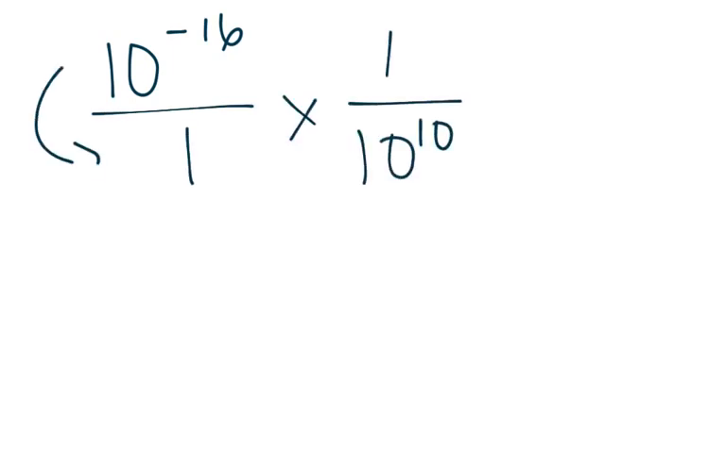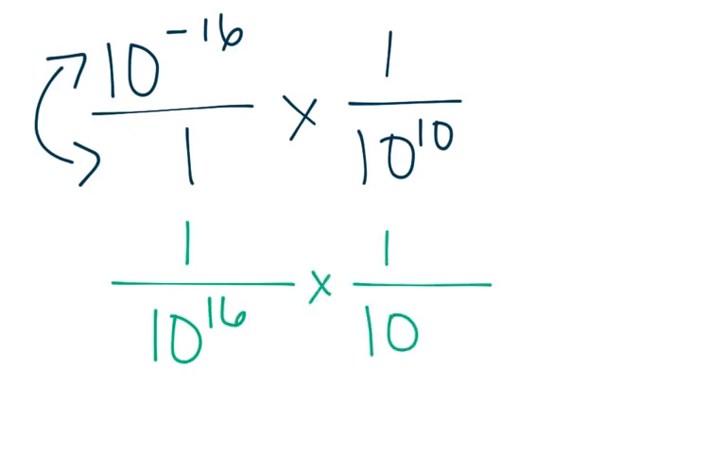So we're going to flip this fraction because we want the exponents to be positive. And then 1 times 1 is 1. You keep your base and then you add the exponents together, which gives you 1 over 10 to the power of 26. And that's number 76.